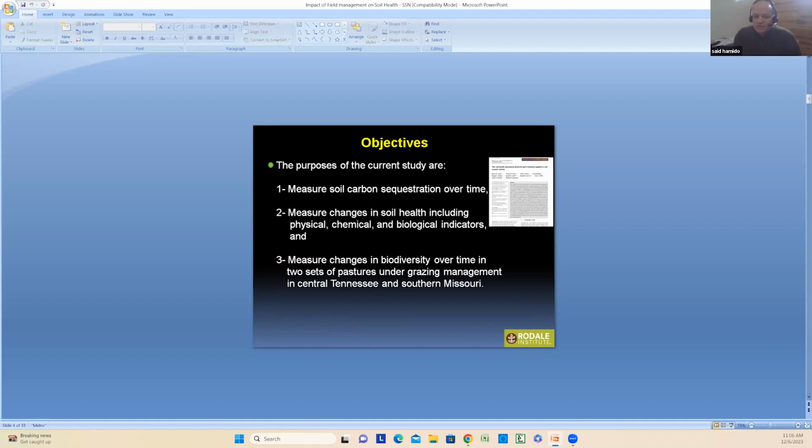With our main goals, we have three main goals. The first one was to build soil organic carbon, increase carbon sequestration, and improve soil health by measuring different management. And we analyze soil physical, chemical, and biological indicators. We'll get to that in a minute. And the third one is to build soil biodiversity or soil microbiome. But in this presentation, I will not talk about biodiversity because of the limited time.